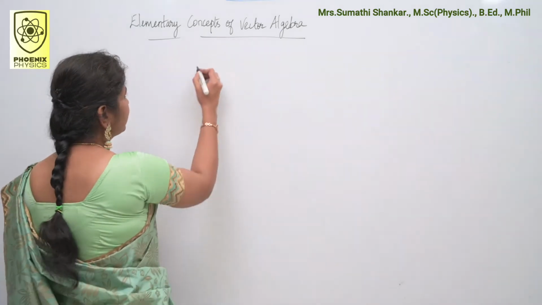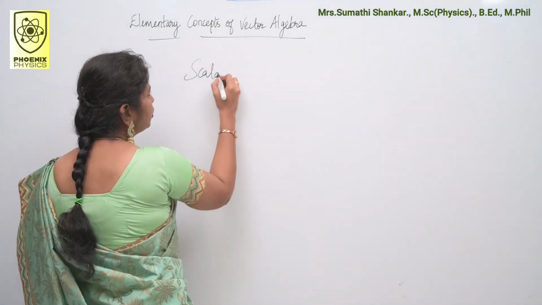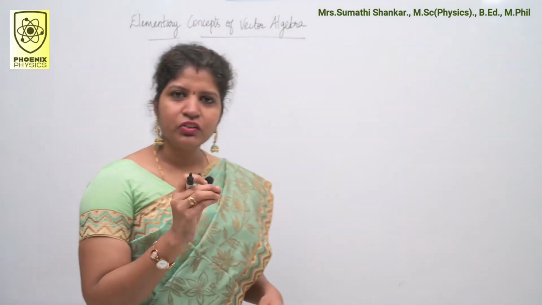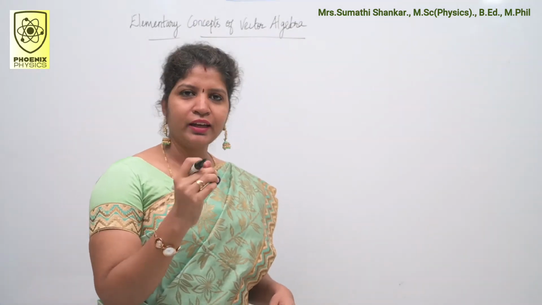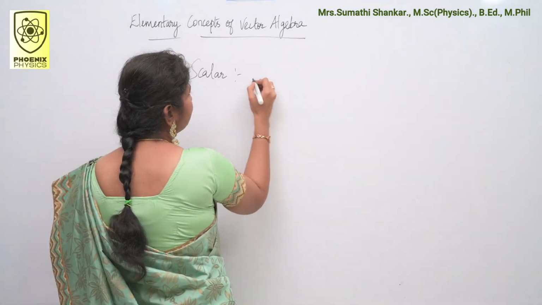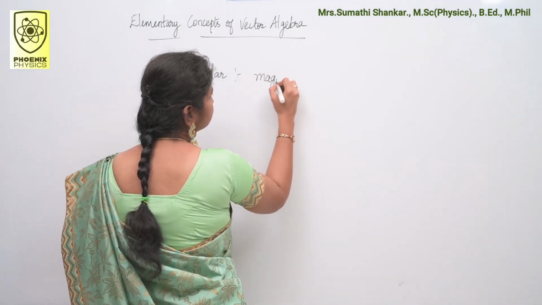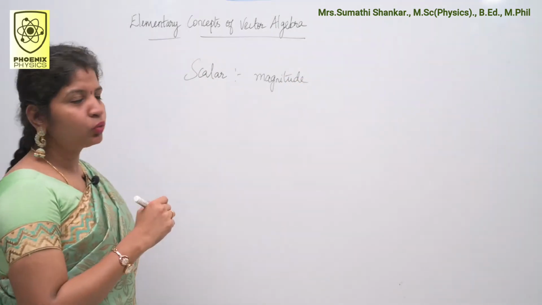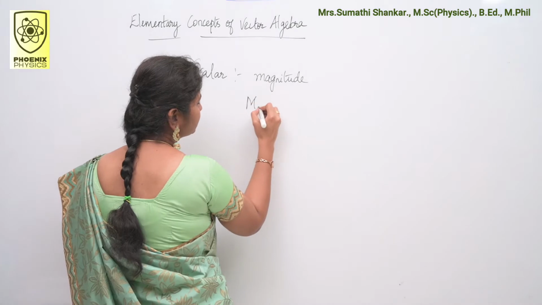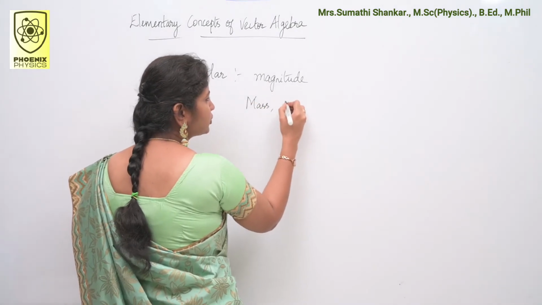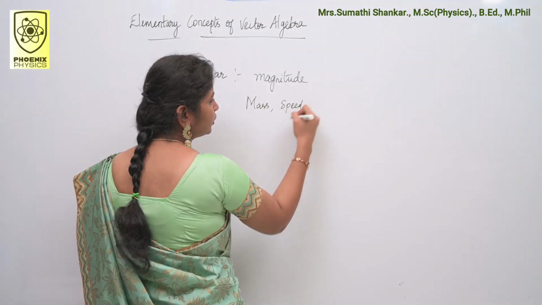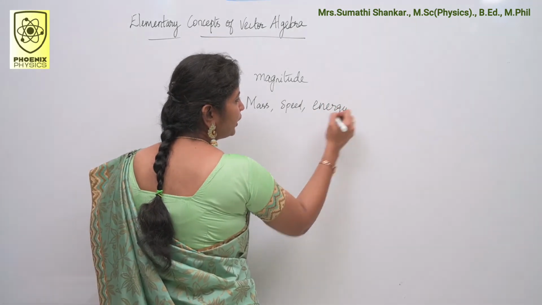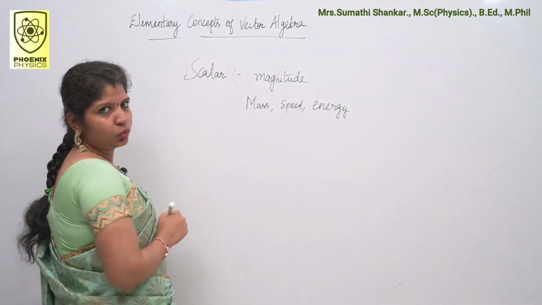First one is scalar. What is a scalar quantity? It is defined as a physical quantity that has only magnitude. Examples of scalar quantities are mass, then speed, then energy.